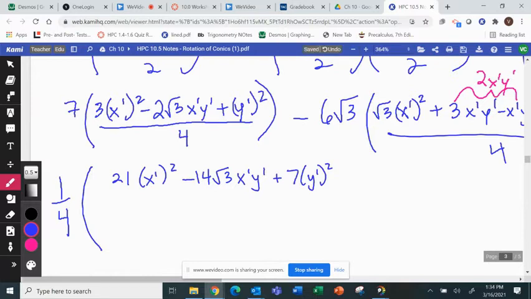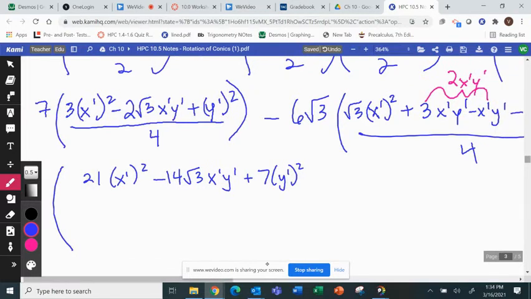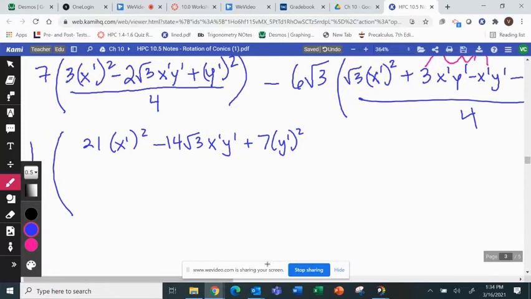Then my next one, I'm multiplying this 6 square root 3. So that's going to give me 6 times 3, negative 18. And that's also an x prime squared. So I'm just putting it underneath the first x prime squared.